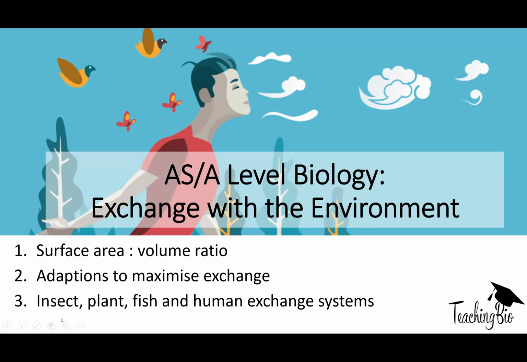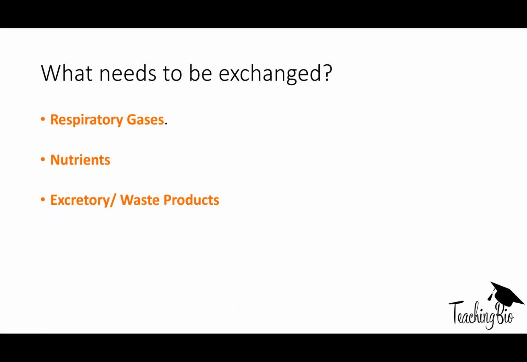Okay. So we'll start off by having a quick discussion about exactly what types of things need to be exchanged and what we mean by exchange with the environment. So the first thing you might be thinking of is respiratory gases. So that's things like oxygen and carbon dioxide. Obviously we breathe in oxygen and breathe out carbon dioxide, which needs to be exchanged.